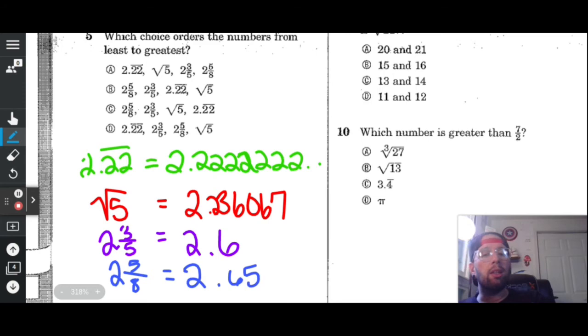And look what we did. It's already in order from least to greatest. And that's what we want to do. Put it in order from least to greatest. So A is my answer.